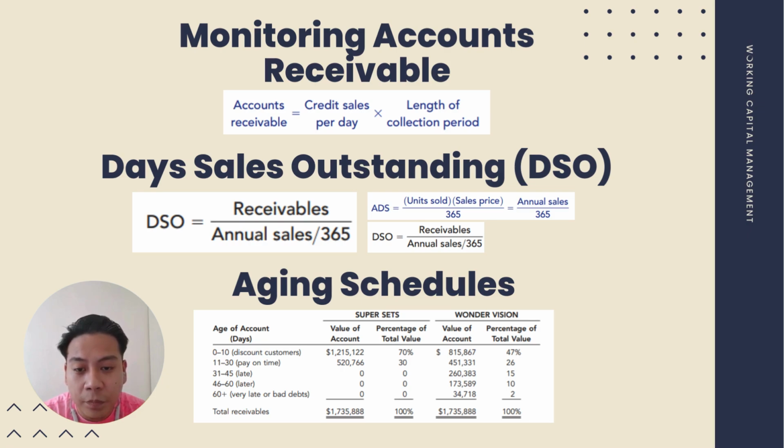So we're going to talk about days sales outstanding. DSO is equal to receivables divided by annual sales divided by 365. For example, suppose Supersets Inc., a television manufacturer, sells 200,000 television sets a year at a price of $198 each. All sales are on credit, with the terms of 2/10 net 30, which means if payment is made within 10 days, the customer receives a 2% discount. Otherwise, the full amount is due within 30 days. Also, 70% of the customers take discounts and pay on day 10, while the other 30% pay on day 30. Superset's days sales outstanding, or DSO, also known as ACP or average collection period, is 16 days.